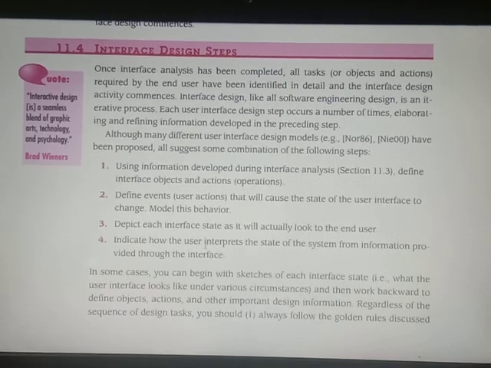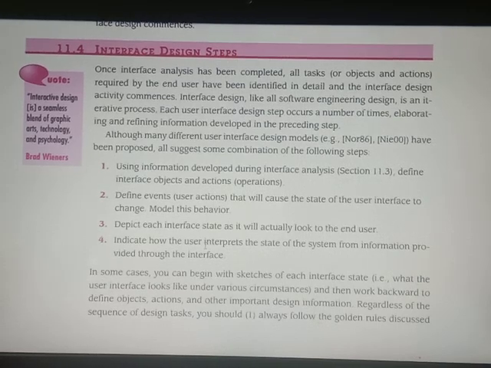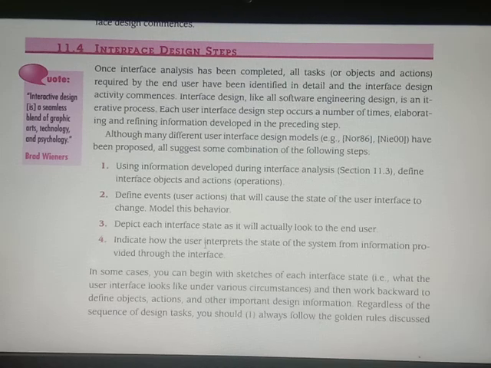What are the events that are possible? These are actions performed by the user that will cause a change from one state to another state. That is nothing but modeling the behavior of the user. The third step is to depict each interface state as it will actually look to the end user. Whatever the end user will see, in his perception only, the interface state must be seen.